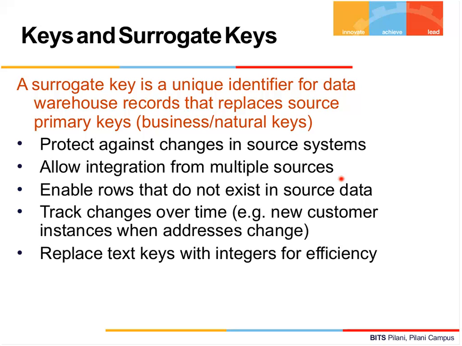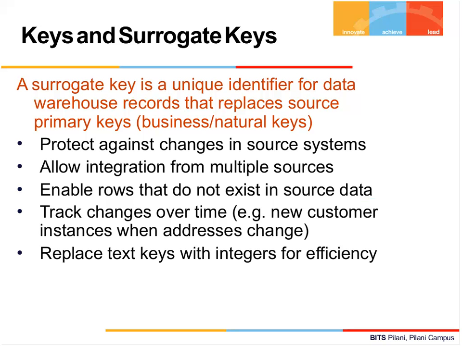So, allow integration from multiple sources. This is another point. When the data is coming from different sources, you can create different surrogate keys, and then you can do the analysis on top of it. Enable rows that do not exist in the source data, so you can create some data. You can create some measurements. You can create some dimensional attributes strictly for analysis purposes, even though they are not there in the source systems. So these are the keys that you can introduce, and then you can link to the fact records, and then you can do the analysis on top of it.